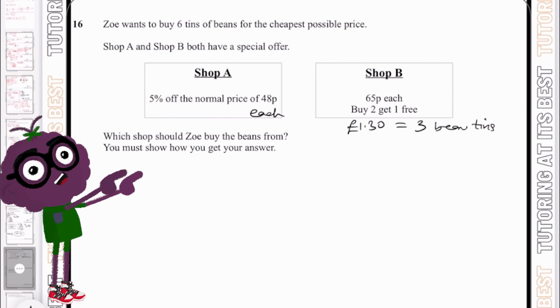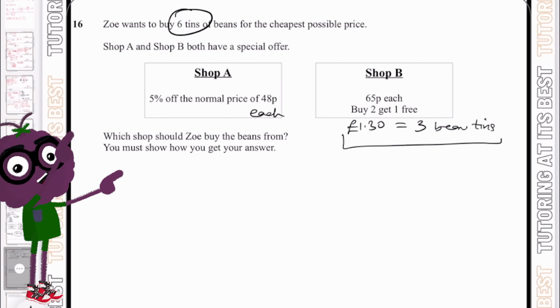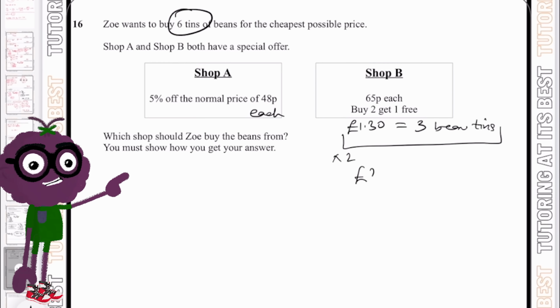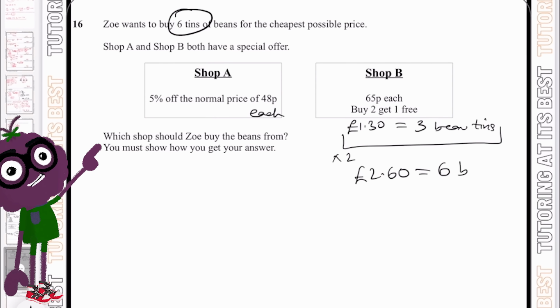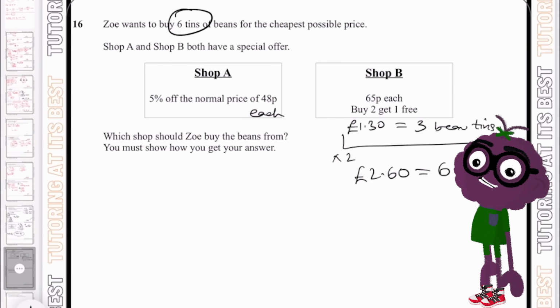Okay, so now what do we need here? They want to buy 6 tins. So instantly I can times this section by 2. So I know for £2.60, I can get 6 bean tins. And let's go for shop A.